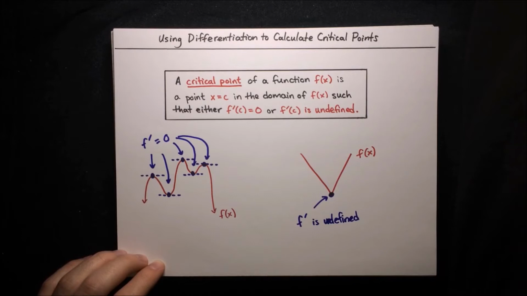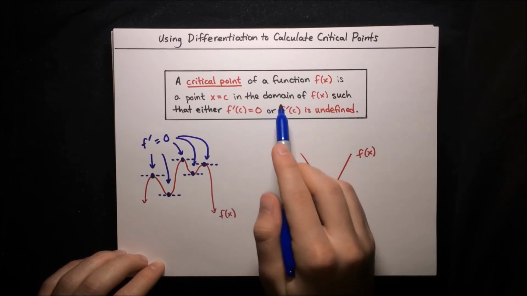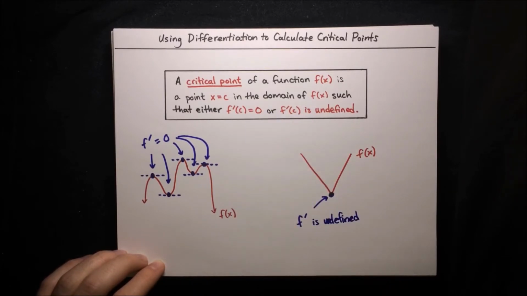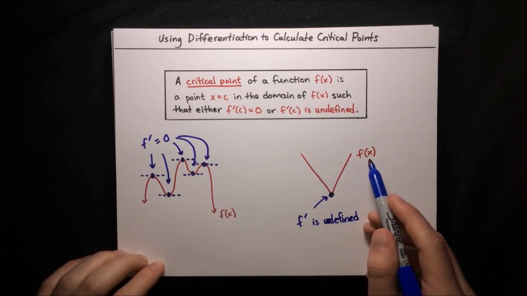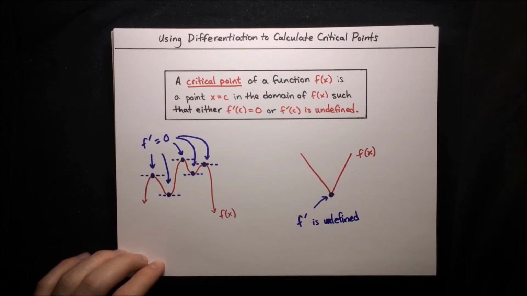Now one last word of caution before we move on. Notice that for a point to be a critical point, it has to be in the domain of the function. So if the derivative is undefined at a point, but say the function is not defined at that point either, then we don't count it as a critical point. Because there's no way it can be a maximum or a minimum of the function if the function isn't even defined there. So to sum it up, for a critical point c, we require that f of c exists, and either f prime of c equals 0 or f prime of c is undefined.